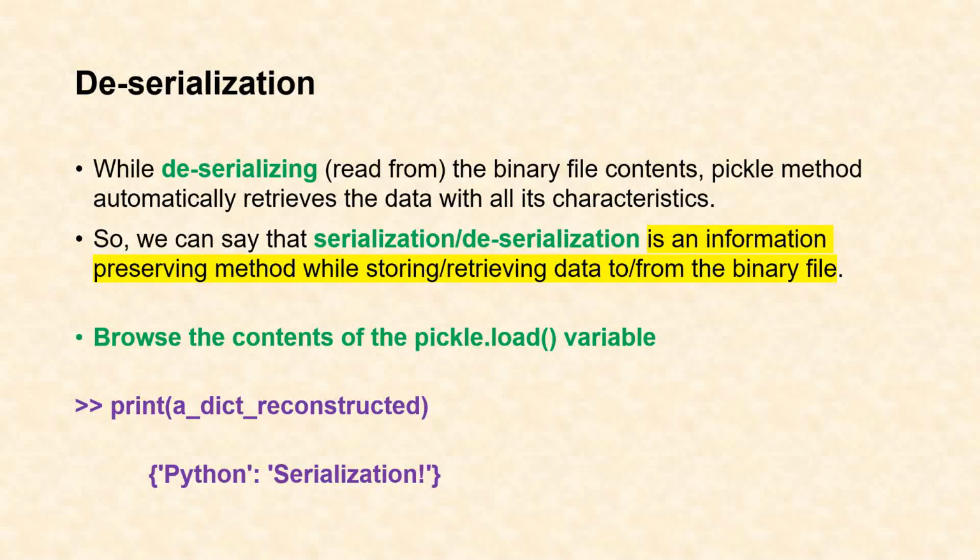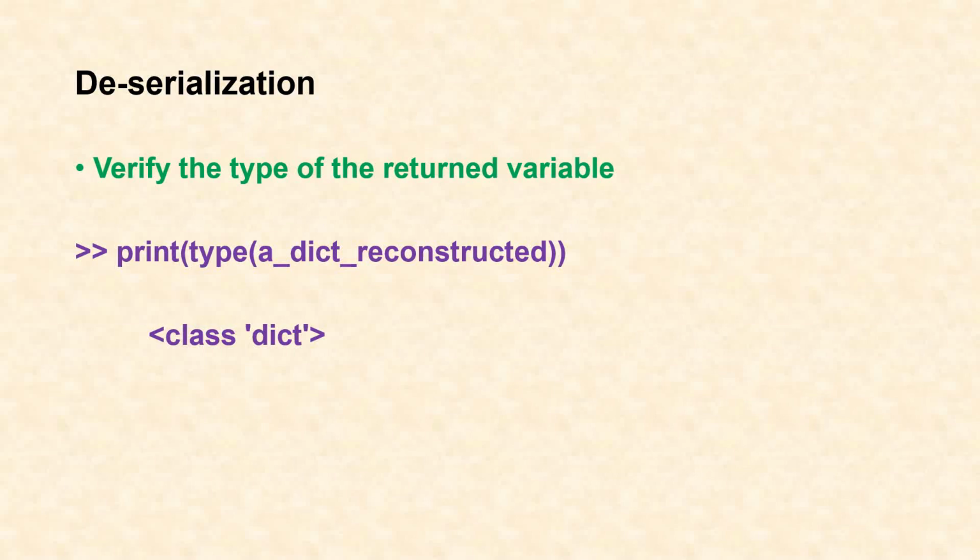Now we have to check what the content of this is and what the type of this one is. The content we can visualize using print. So it is showing Python: serialization, a perfect dictionary structure. Now, to check whether it is a pseudo structure or a true dictionary structure, I have written print type of a_dic_reconstructed. It is showing the type is class dict. That means the serialization method has stored the variable along with its structure and deserialization has retrieved it perfectly.